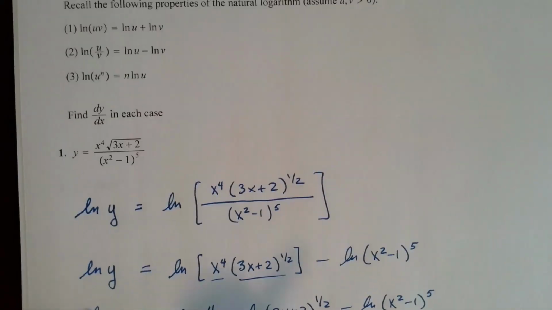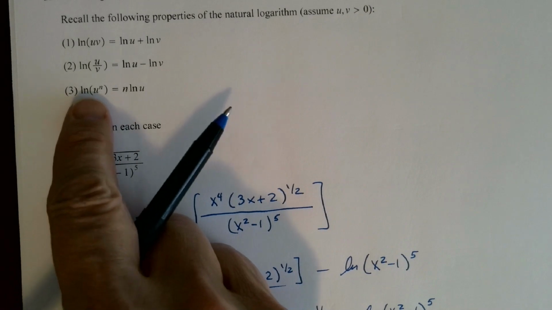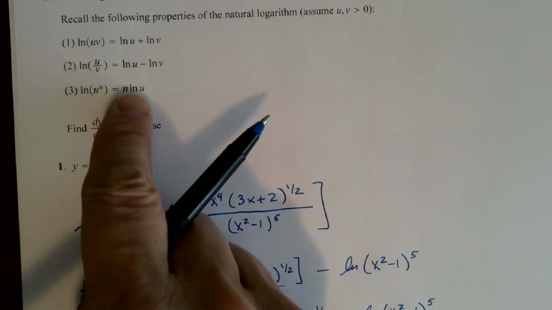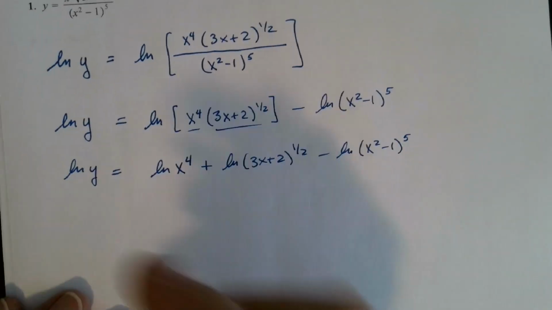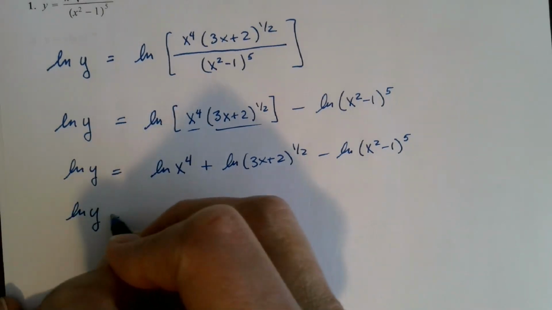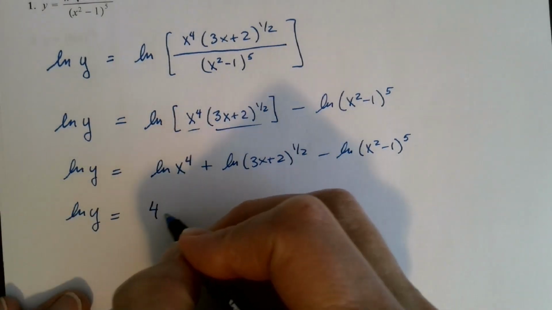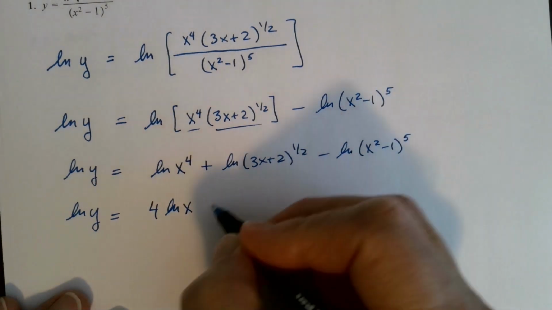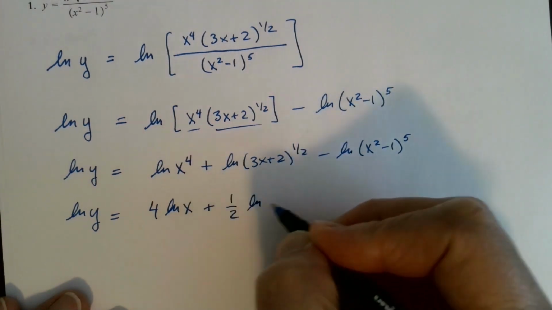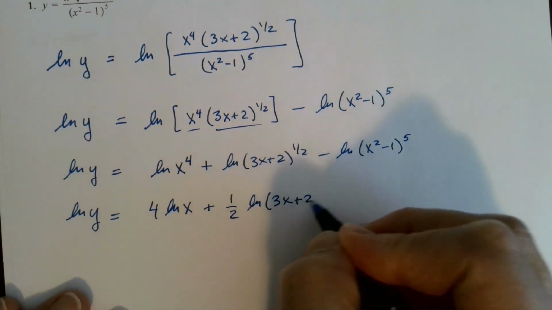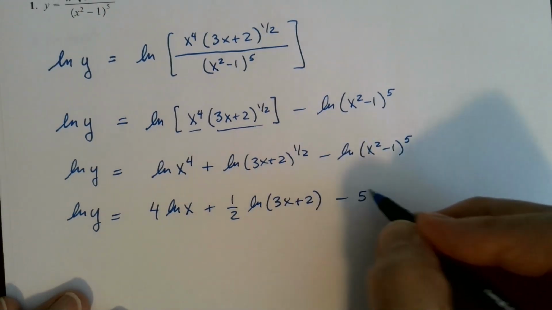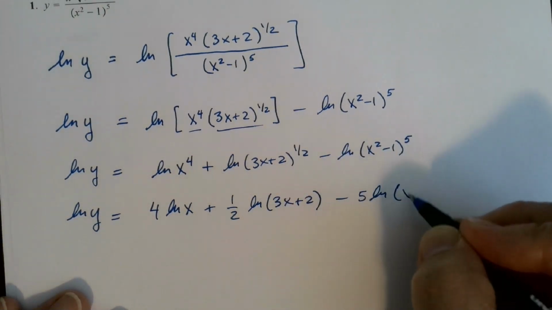Now I'm going to make use of the last rule here. Natural log of u to some power, the power comes down as a multiple of the logarithm. So finally I get natural log of y. This 4 comes down as 4 times the natural log of x. This 1/2 comes down. And this 5 comes down in front as a multiple of the logarithm.